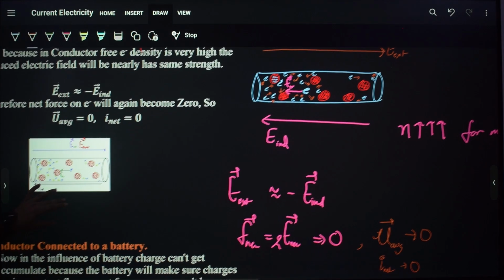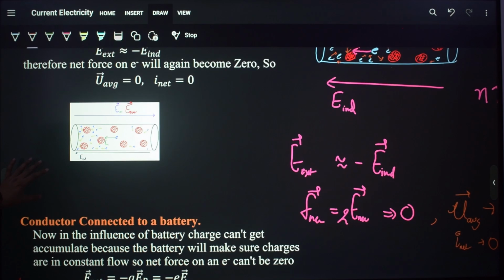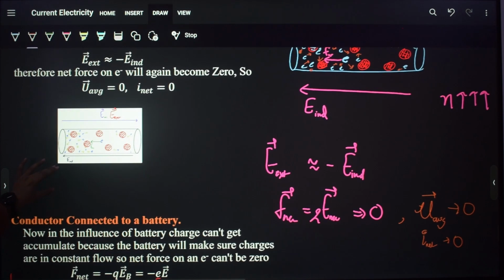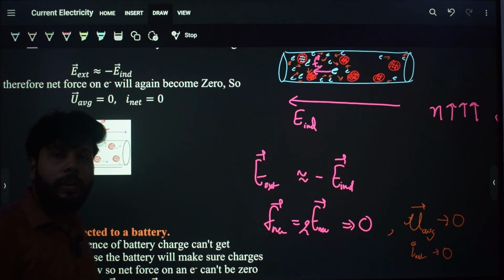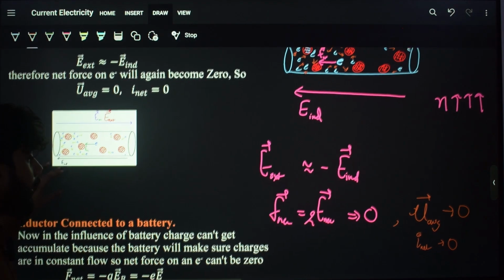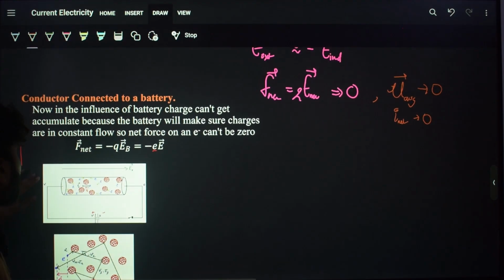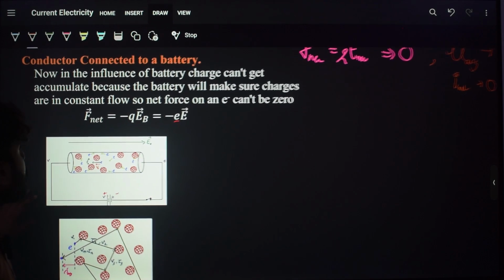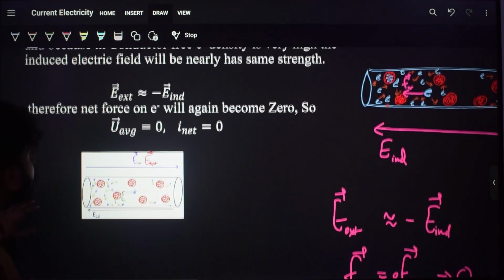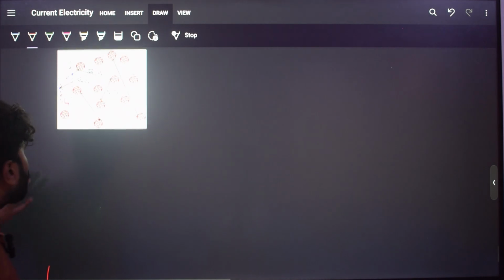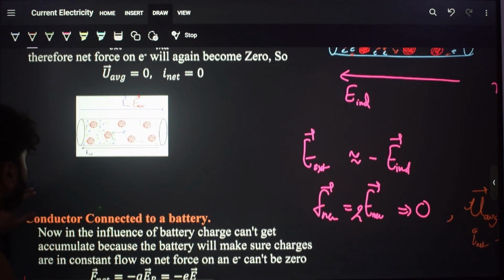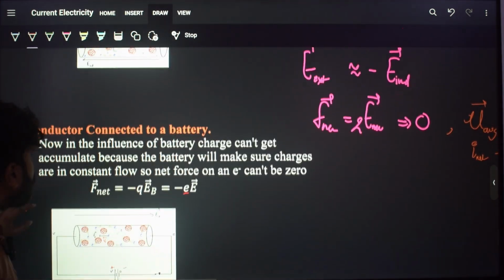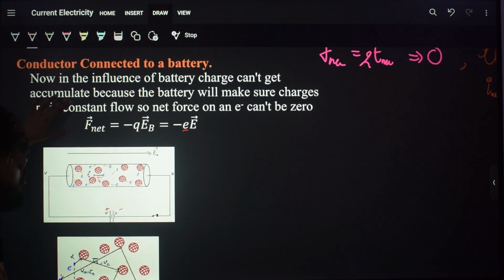So what we understood is, even in the case of an external electric field, there is no significant value of current. So how can we get the current? We can see the last case. This was your stage 2. Now we will discuss what will happen when you connect a conductor to a battery.